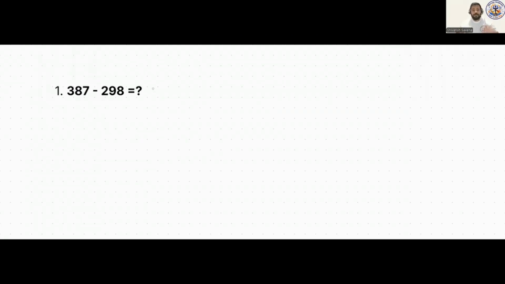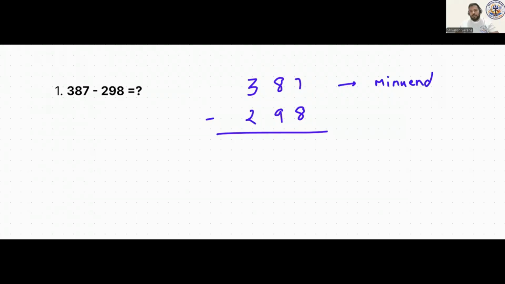Here is the first sum, that is 387 take away 298. How much is going to be the result? So let's follow the Ekadhikena Purvena and Parama Mitra method to see how this calculation can be performed in a quicker way. Now, 387 is our minuend. This is the minuend. And 298, this is the subtrahend.